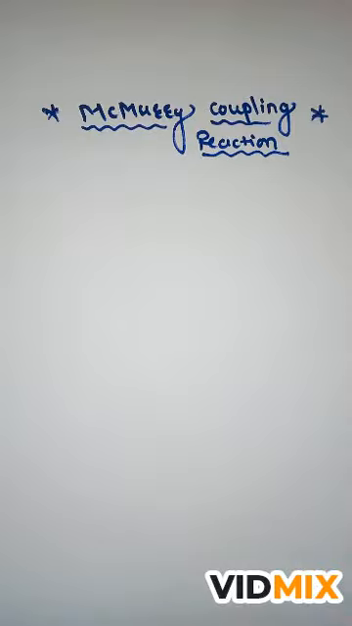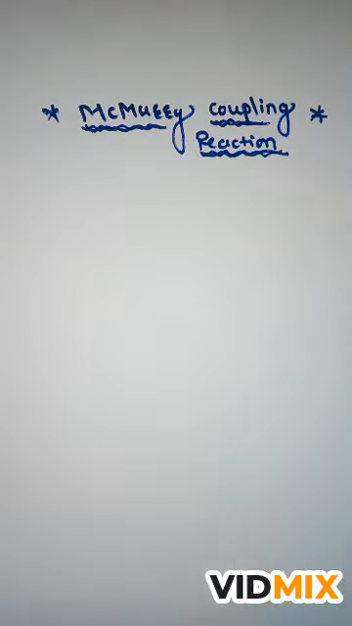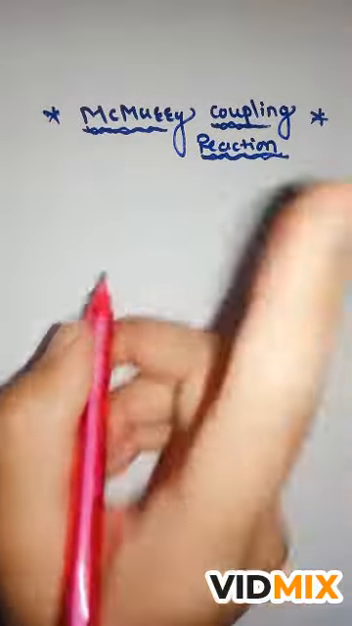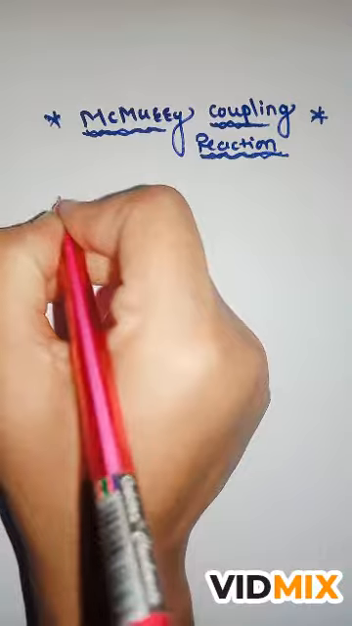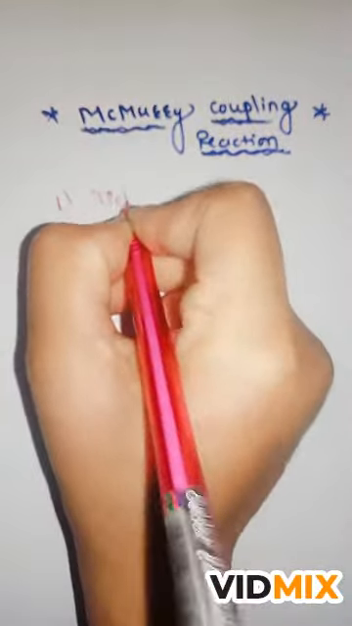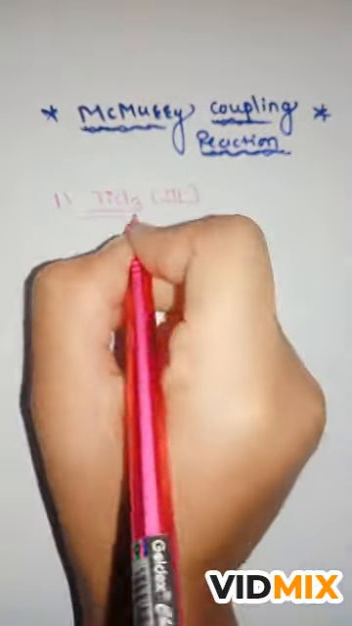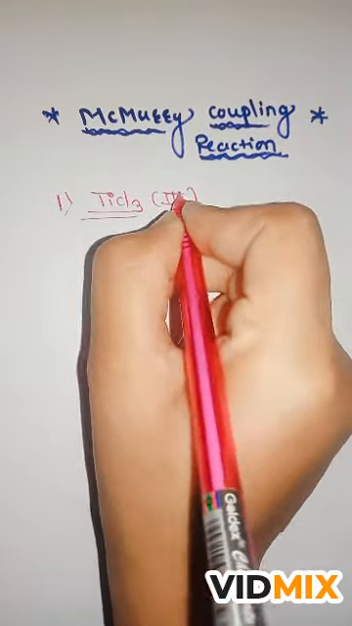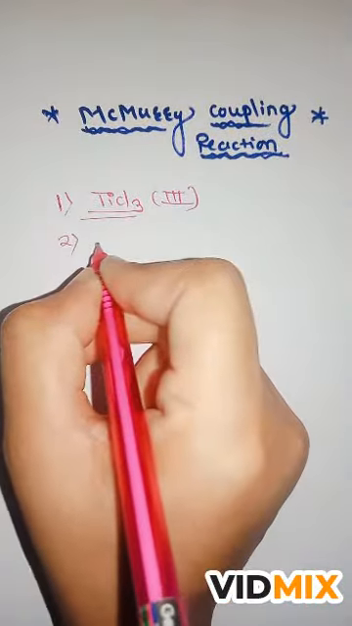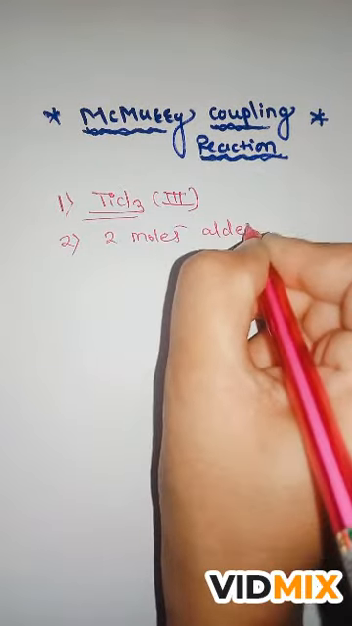Let's start with the McMurry coupling reaction. This is one of the coupling reactions. In McMurry coupling reaction, the three most important things are: first, the metal. The metal we are going to use in the McMurry coupling reaction is titanium chloride in oxidation state 3. Second most important is the 2 moles of aldehydes or ketones.